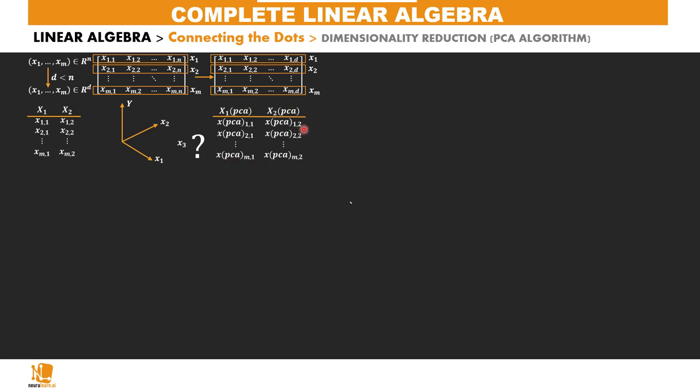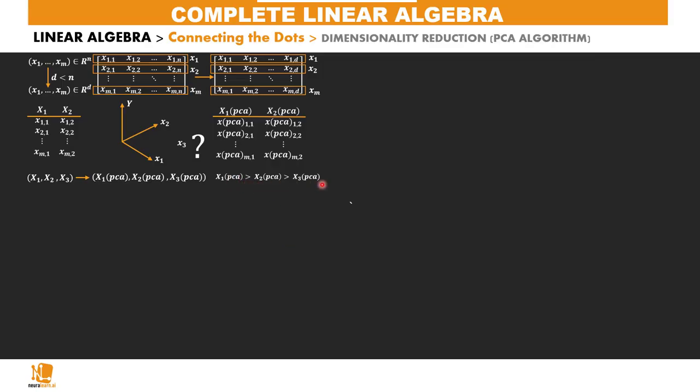Note that we still have our m vectors, and now instead of n equals 3 dimensions per vector, we have d equals 2 dimensions. So each vector given to us as big x1, big x2, big x3, which forms a vector, say small x1 like this, is transformed to x1 PCA, x2 PCA, x3 PCA. And then from here, we sort these components. Suppose x1 PCA is more important than x2 PCA, and x2 PCA is more important than x3 PCA.